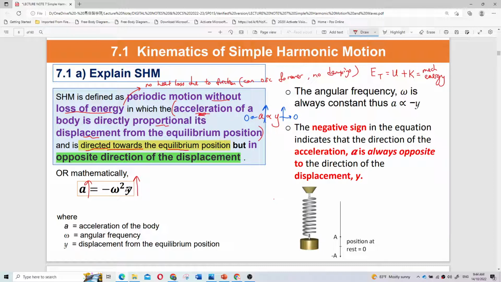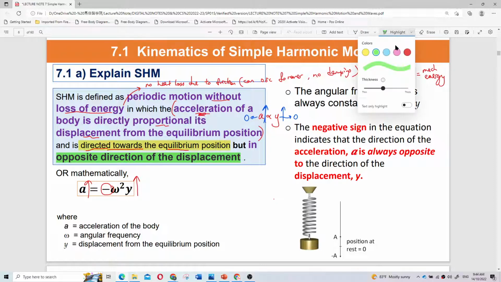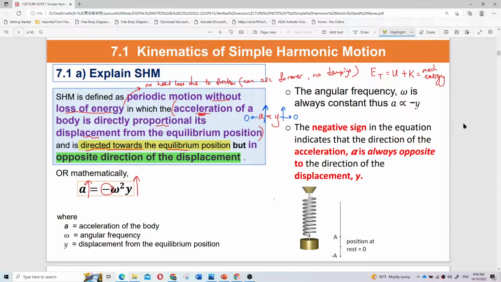And then, the negative sign. What is meant by the negative sign? The negative sign shows that acceleration is opposite to displacement. Understand or not?